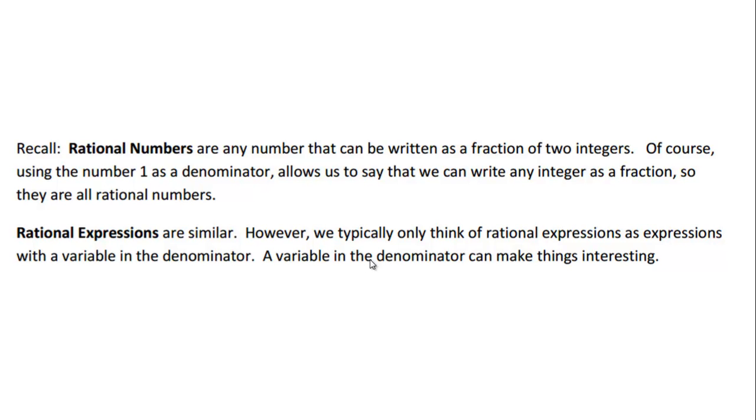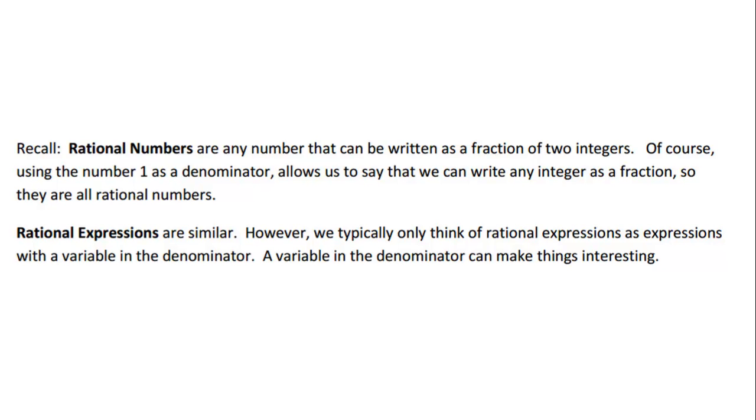Now, this is just a little note on rational numbers. Rational numbers are any numbers that can be written as a fraction of two integers. Of course, using 1 as a denominator also allows us to write any integer as a fraction. So every integer is a rational number.